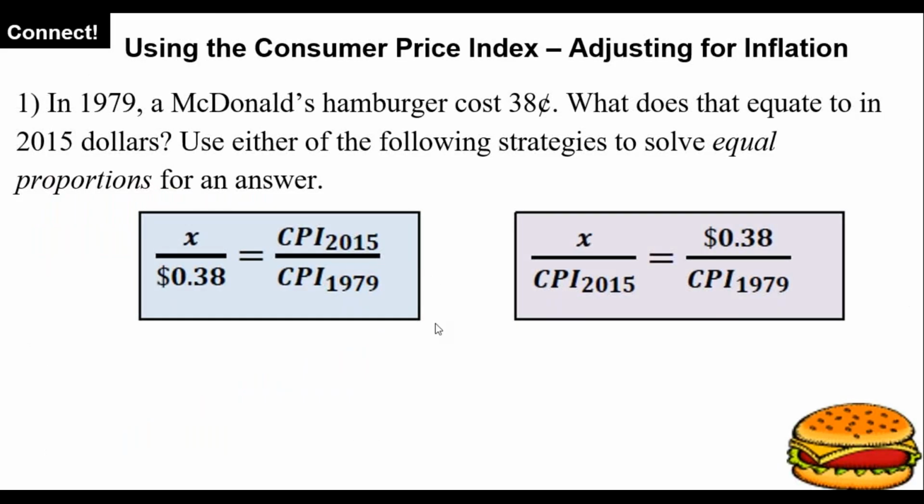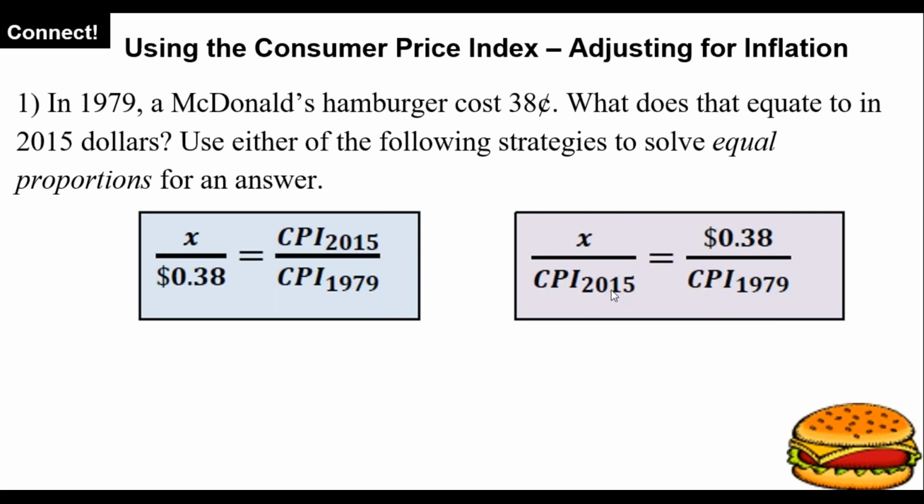All right, so what if I wanted to compare the price of a McDonald's hamburger? So what if I did something like this? In 1979, McDonald's hamburgers cost 38 cents. What would that equate to in 2015 dollars? Well, let's set up that proportion. Now, the proportion that I've been using in all of my examples, and if you've watched the video, has been the second method over here, where I first look and see what are the two things I'm comparing. So I'm comparing the cost of the hamburger based on the CPI value, the inflation rate.